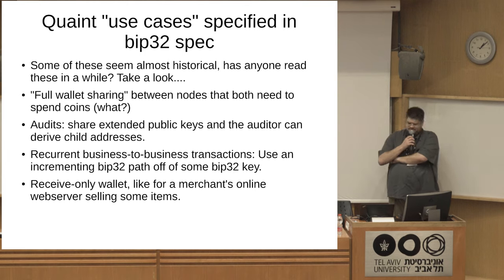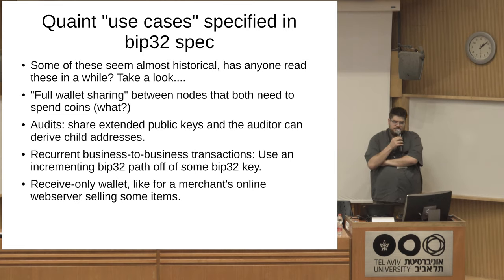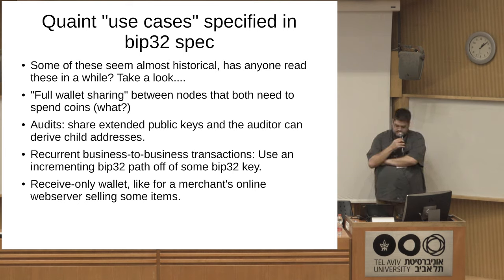Ideally, if you have different parts of your business that need to separately process and spend payments, then perhaps you should be giving them different keys instead of the same keys. Now, one that makes sense is audits. You can give an auditor all your public keys, and they can derive as many public keys as they want securely, without revealing your private key. And so auditors can then check the blockchain based off of that and check whether your accounting matches up.